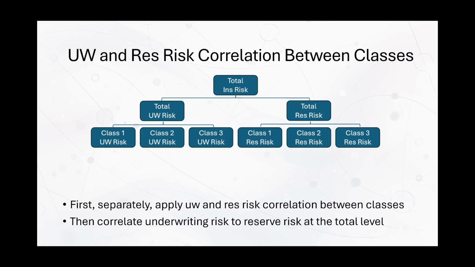When we look at the second method, we do it kind of the other way around. So first we're doing the class-to-class correlations within underwriting risk to give us a total underwriting risk figure. And we're doing the class-to-class correlations just attaching to reserve risk to give us a total reserve risk figure. And then as a second step, we're doing total underwriting risk to total reserve risk. So this is like class level correlation first and then risk period correlation. So it's the opposite way around.